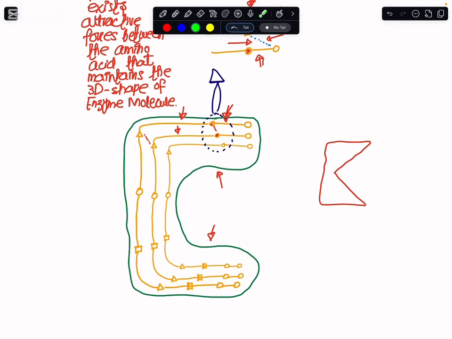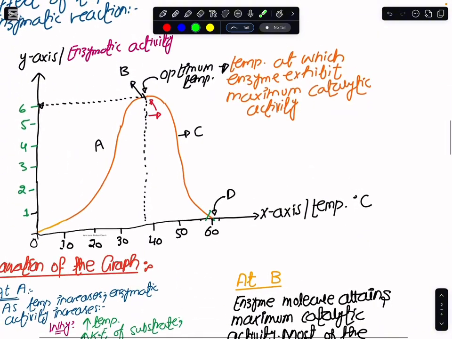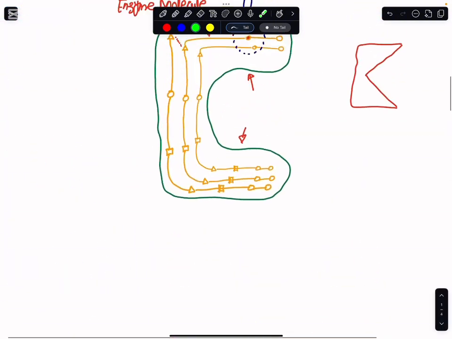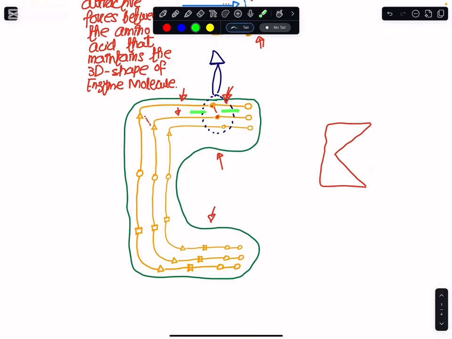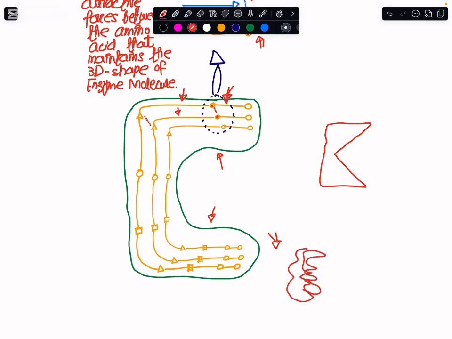At this point, where the curve has nearly touched the x-axis, all those attractive forces lying between the amino acids and determining the three-dimensional configuration of the enzyme's active site would be completely broken down. As a result, we use the word that the enzyme would be completely denatured. When the enzyme has been completely denatured, none of the substrate would bind with the enzyme's active site, and ultimately the enzymatic reaction would come to an end.